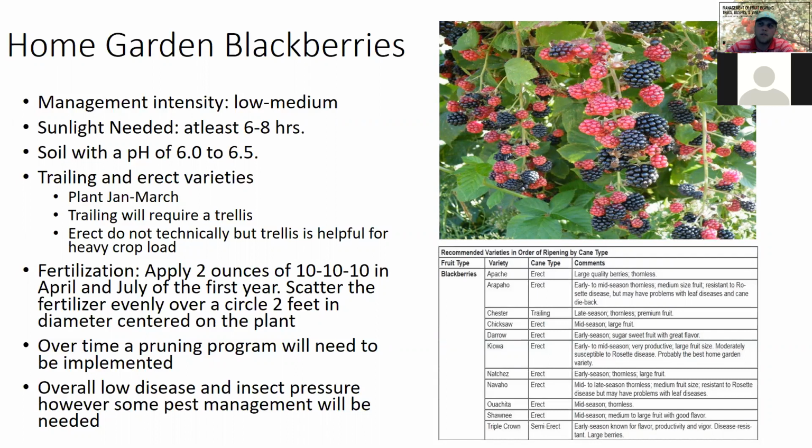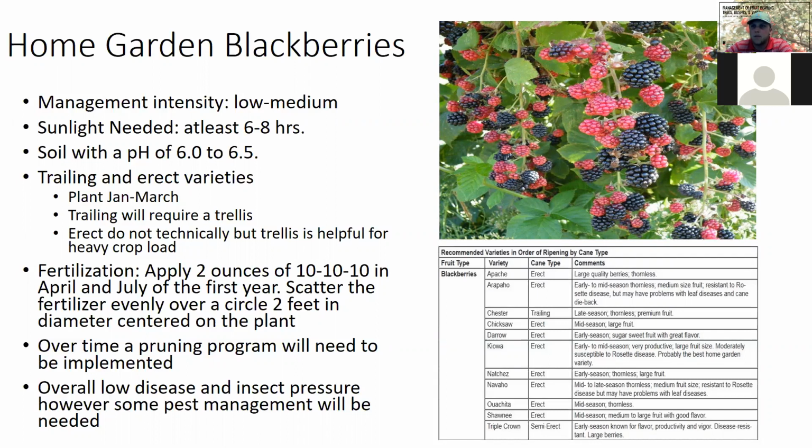Just some simple fertilization: apply 2 ounces of 10-10-10 in April and July of the first year. Scatter the fertilizer evenly over a circle 2 feet in diameter, centered on the plant. Over time, a pruning program will need to be implemented.